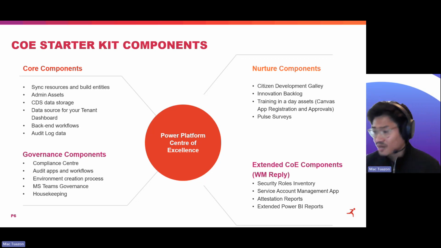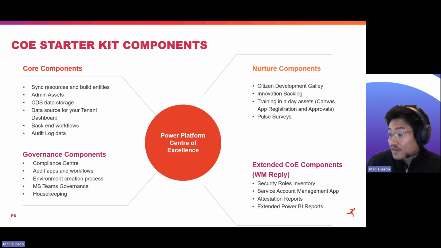Generally, in the COE starter kit, you have four major components. You have the core components. These components are the most fundamental element of the COE starter kit, as they serve as pretty much the engine to gather as much inventory data regarding your Power Platform environments. So this data is then managed, organized, and stored in Dataverse entities ready to be used in monitoring or other Power App solutions that you might have.